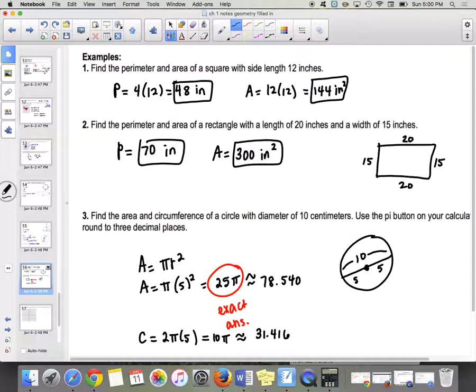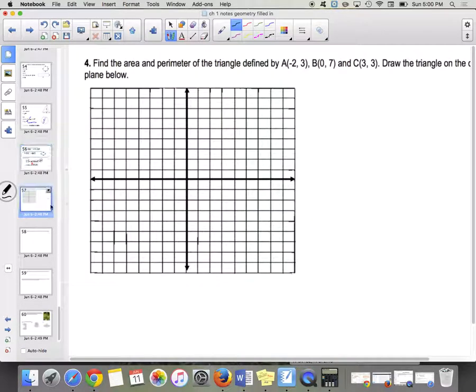Okay, and our units for the area are square units. Areas are always something squared. And the circumference is a length, so our length is centimeters. All right, hopefully this is all pretty easy to you. You kind of remember this stuff.